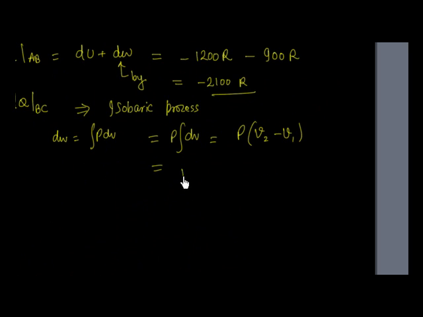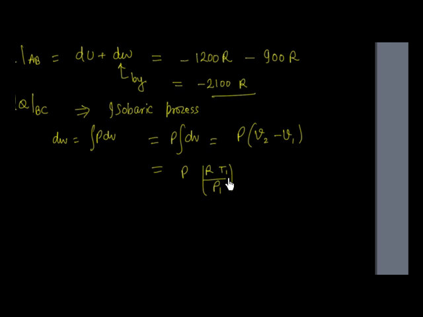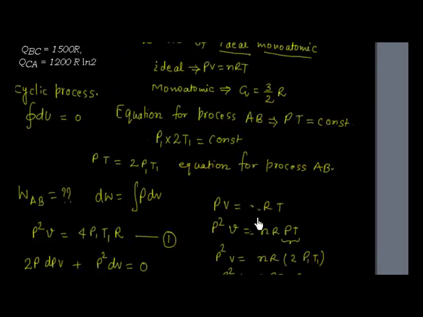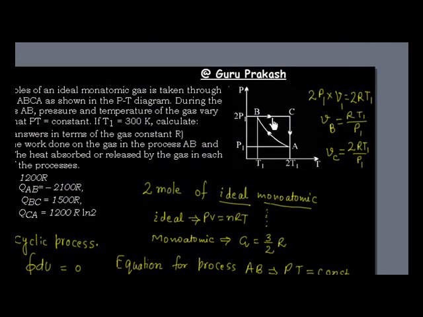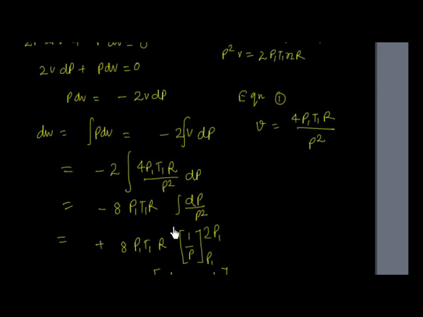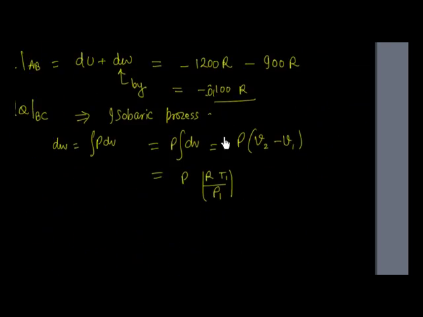So this is P and the change in volume is RT1 by P1. And what is the constant pressure value for this equation? You see, the constant pressure value is 2P1. So I have to plug in this constant pressure value, 2P1. So this becomes 2P1 into RT1 divided by P1. P1 cancels out, so we will have 2RT1, and T1 we already know is 300, so this becomes 600 R. Are you getting or not? So you see, in this process dW is this.